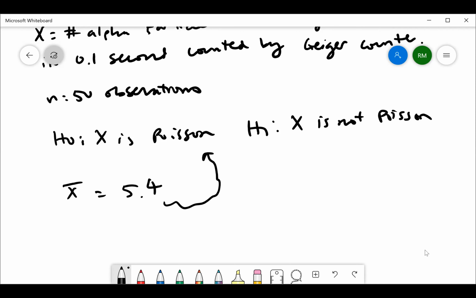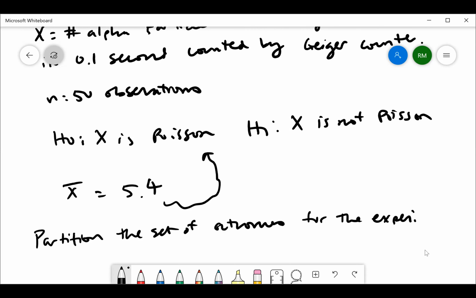So we need to do something else before we continue. See, we have lots of different possibilities. A Poisson distribution can have 0 observations, 1, 2, 3, infinitely many. So what we have to do is partition the set of outcomes for the experiment into sets.